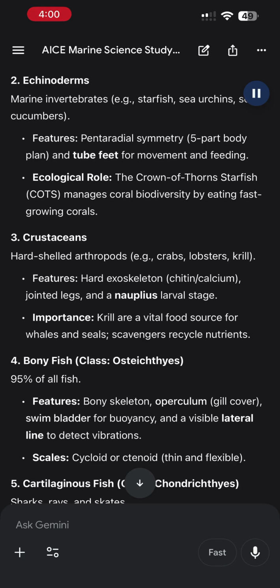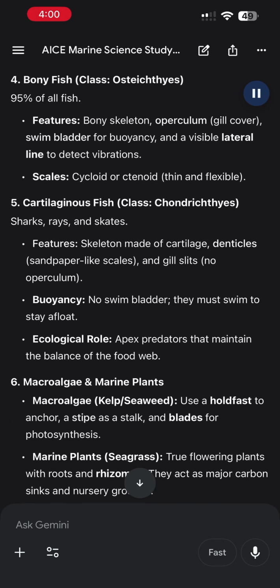Scavengers recycle nutrients. 4. Bony fish, class Osteichthyes, 95% of all fish. Features: bony skeleton, operculum (gill cover), swim bladder for buoyancy, and a visible lateral line to detect vibrations. Scales: cycloid or ctenoid, thin and flexible. 5. Cartilaginous fish, class Chondrichthyes: sharks, rays, and skates. Features: skeleton made of cartilage, denticles (sandpaper-like scales), and gill slits, no operculum. Buoyancy: no swim bladder, they must swim to stay afloat. Ecological role: apex predators that maintain the balance of the food web.